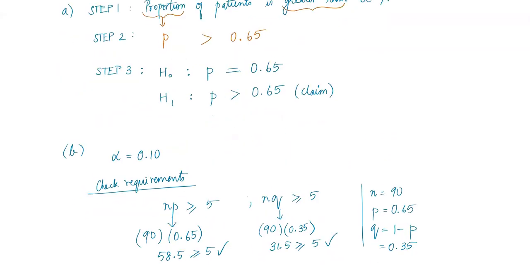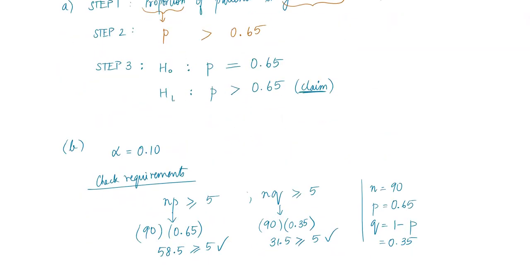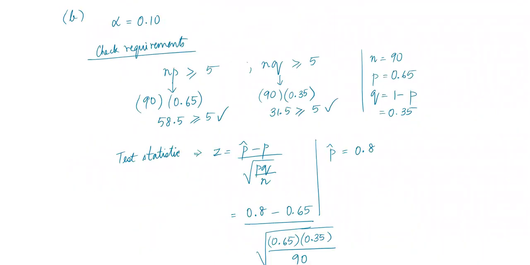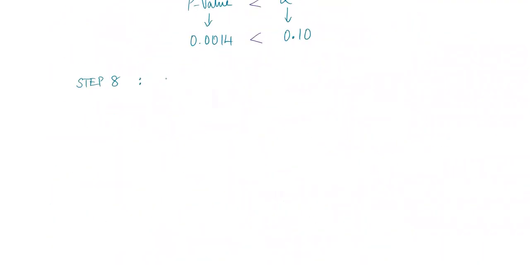We said the claim sits in H1, not H naught. So the claim is in H1. That helps us decide that if the claim is in H1 and we reject H naught, we have to use the first row for the conclusion: there is sufficient evidence to support the claim that. So I'm going to put all these things together and say the claim is in H1, and we just decided the decision was to reject H naught. This implies, then, this is the interpretation.